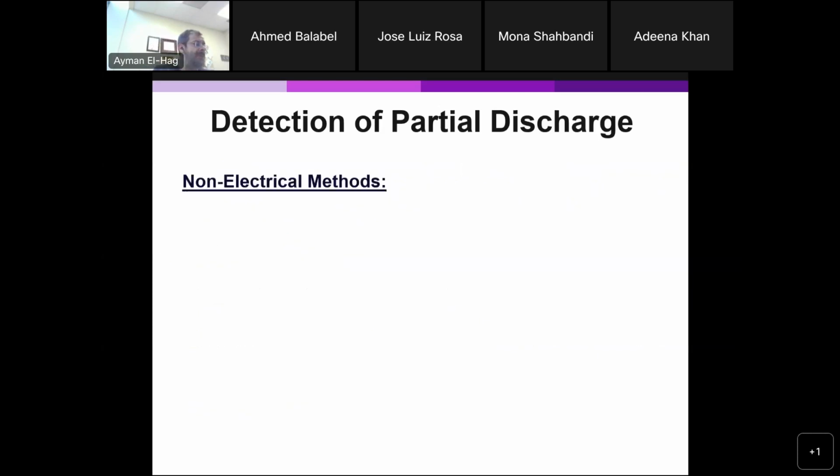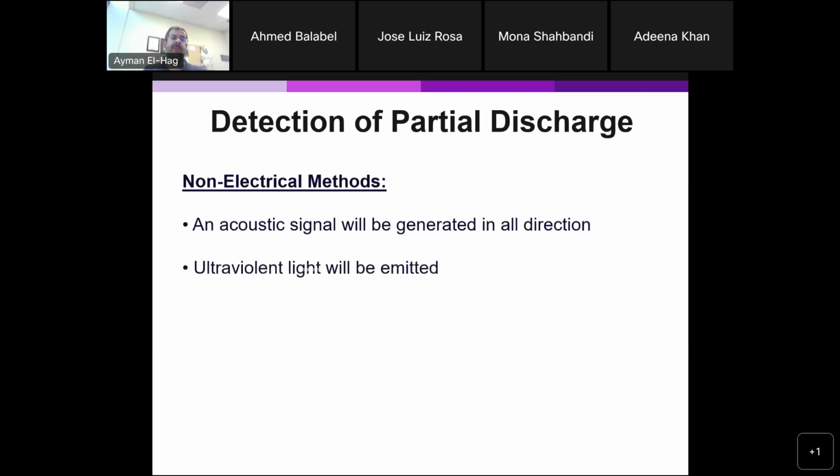But we can also measure the partial discharge using non-electrical methods. For example, acoustic signal. Whenever a partial discharge happens, it emits both acoustic and ultrasonic signals. So if we have an acoustic sensor or an ultrasonic sensor, then you can detect the partial discharge. Also, when a partial discharge happens in an external system, there will be an emission of ultraviolet. So if you have a UV camera, there are two different types of UV cameras.